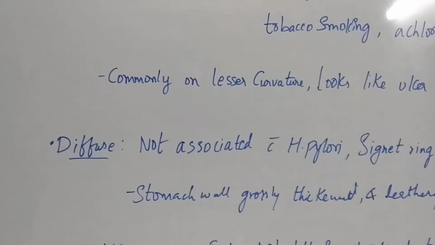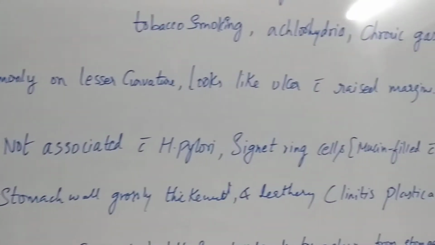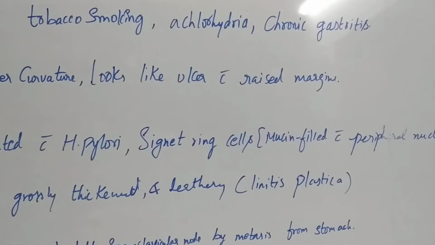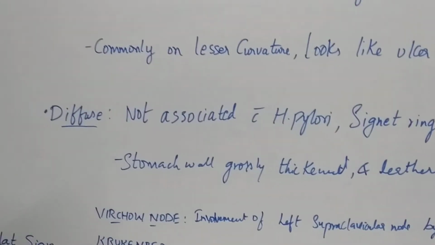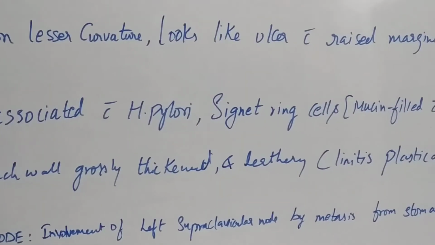So the diffuse type is not associated with H. pylori. It has signet ring cells, that is mucin filled with peripheral nuclei. The stomach wall is grossly thickened and leathery, that is Linitis plastica.